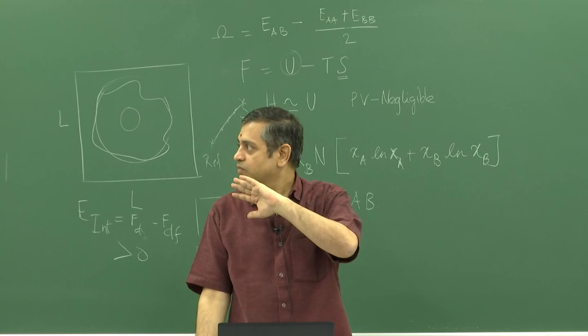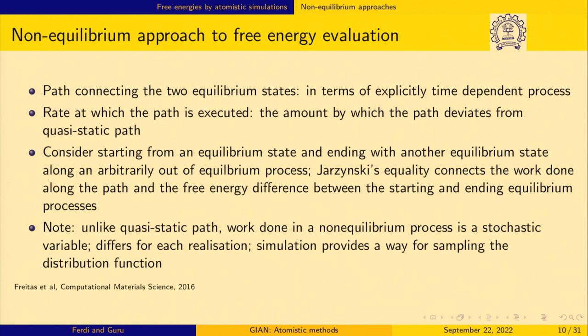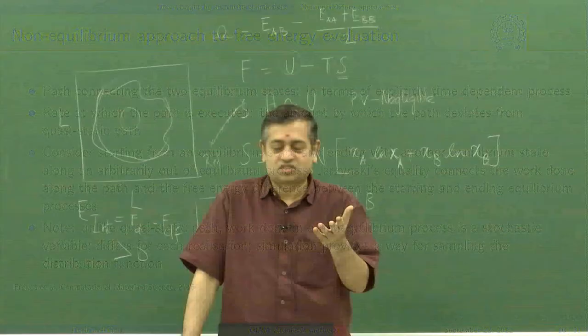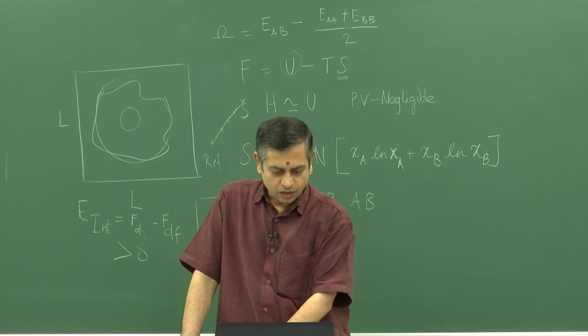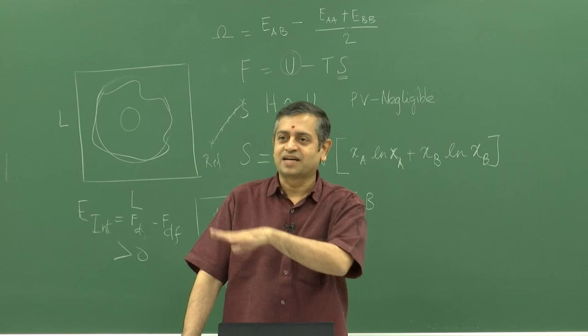Okay. Unlike the quasi-static path, the work done in a non-equilibrium process is a stochastic variable, which means different realizations will give you different values, and simulation is a way of sampling that variation also. None of this is from me, by the way, I am just repeating whatever Freitas has explained.